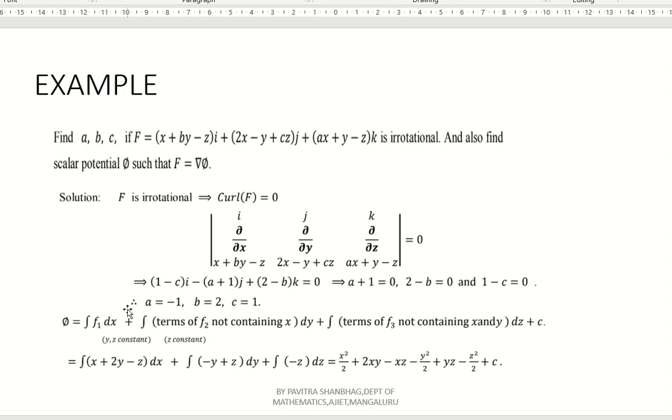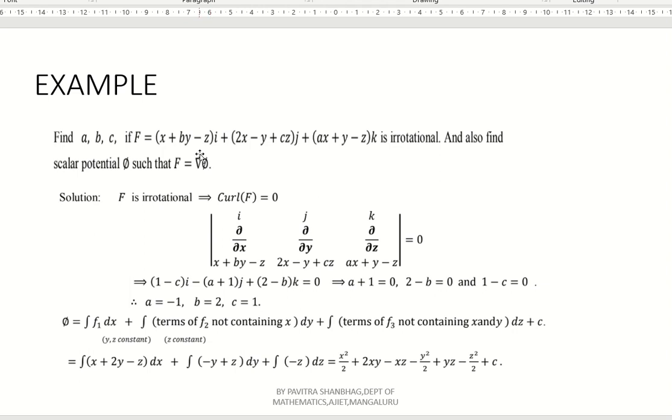After writing this, you need to find what? With the help of del phi equal to vector F, we need to find phi, because F is given. How to find? Del phi equal to vector F. What is the del phi definition? Dou phi by dou x i plus dou phi by dou y j plus dou phi by dou z k.